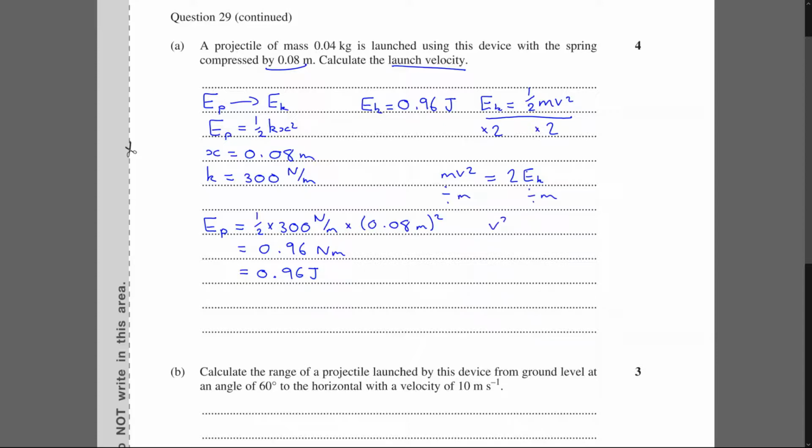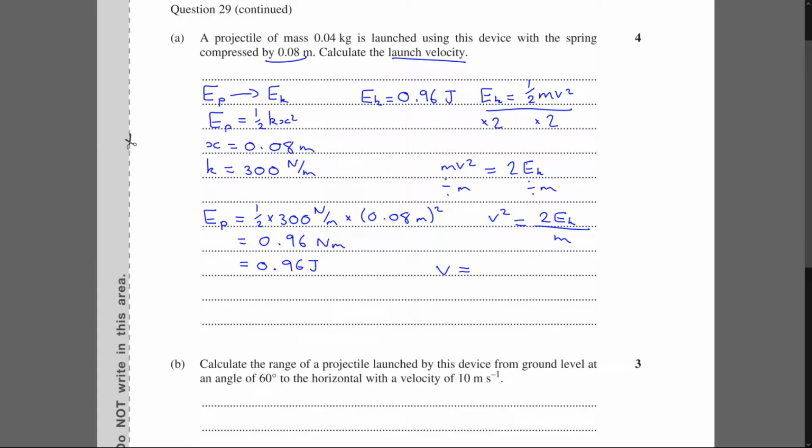So I get v squared equals 2Ek over m. And finally, I just need v on its own rather than v squared. So I take the square root of both sides. So I get v is equal to the square root of 2Ek over m. And that looks like the square root of, once I plug in my values, 2 times 0.96 joules over a mass of 0.04 kilos.